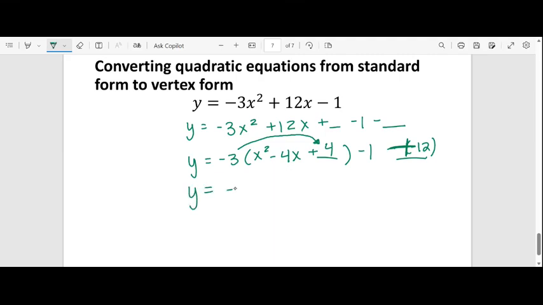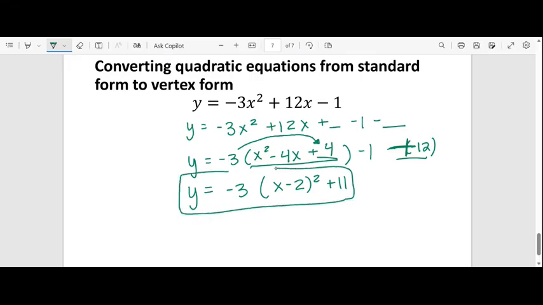All right, last step. We'll say -3. We can replace this with x minus 2 squared. And then -1 plus 12 will be positive 11. All right. That's it. That's about as challenging as those problems will get for you.